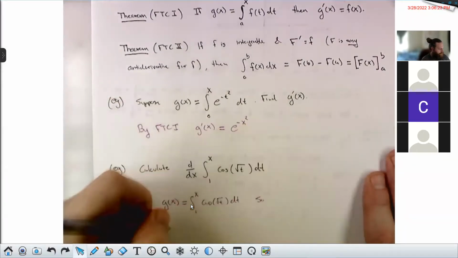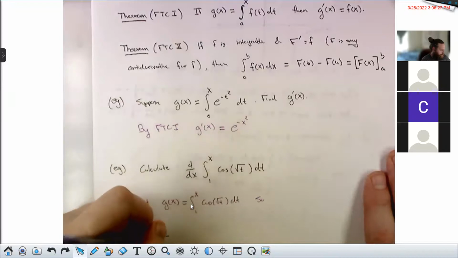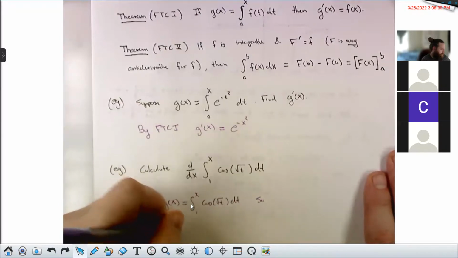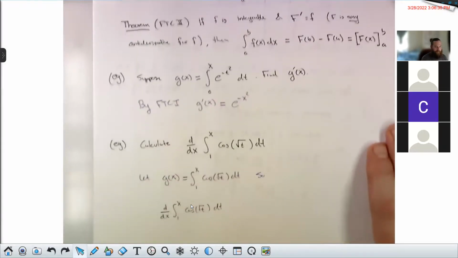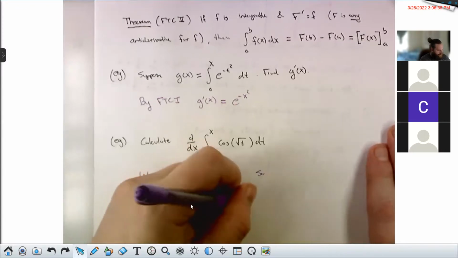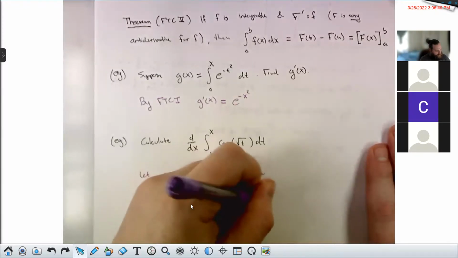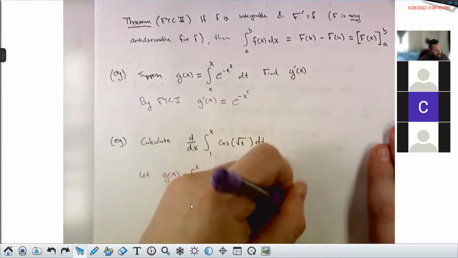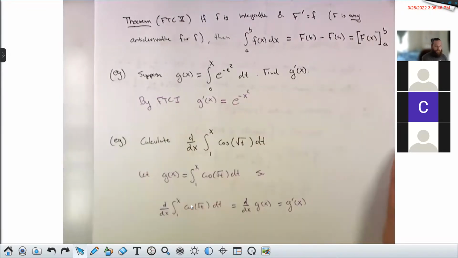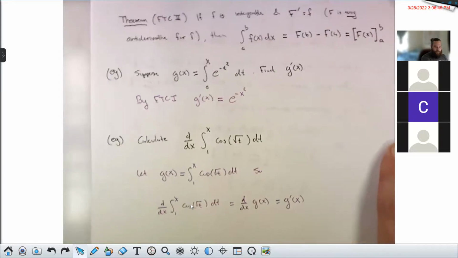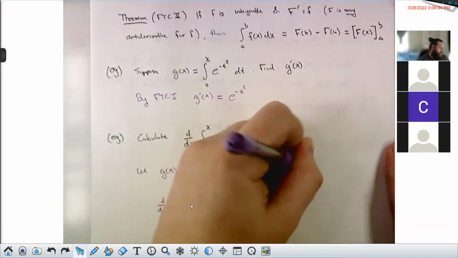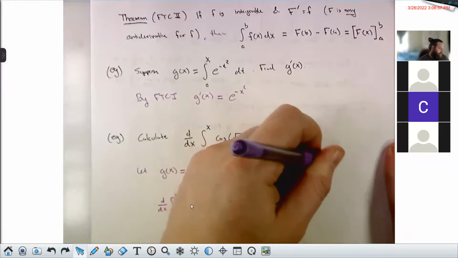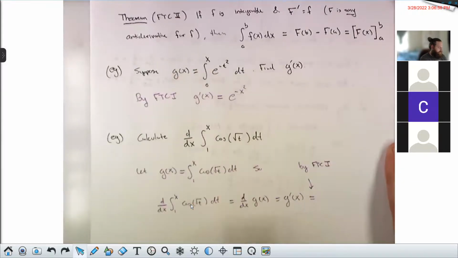So d dx of the integral from 1 to x of cos square root t, the thing I was asked to calculate, is d dx of g, which would be g prime. Well, then by FTC1, this is equal to little f, the function inside the integral here, with this t replaced by x.